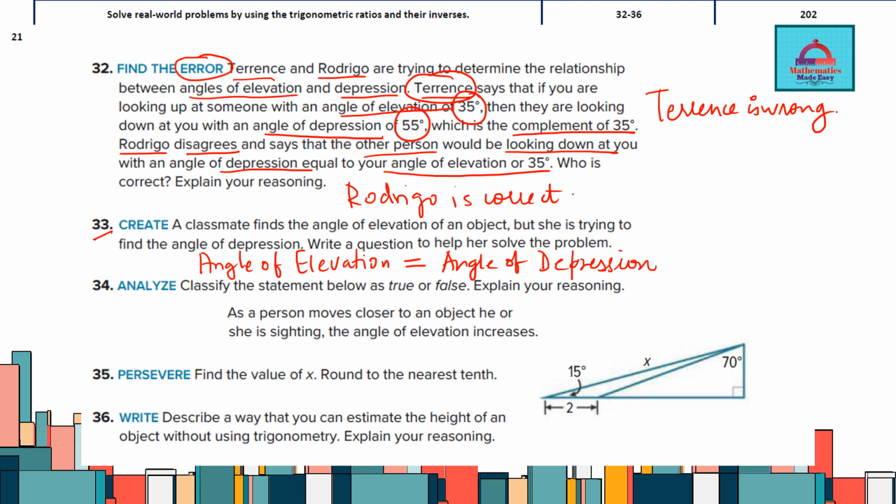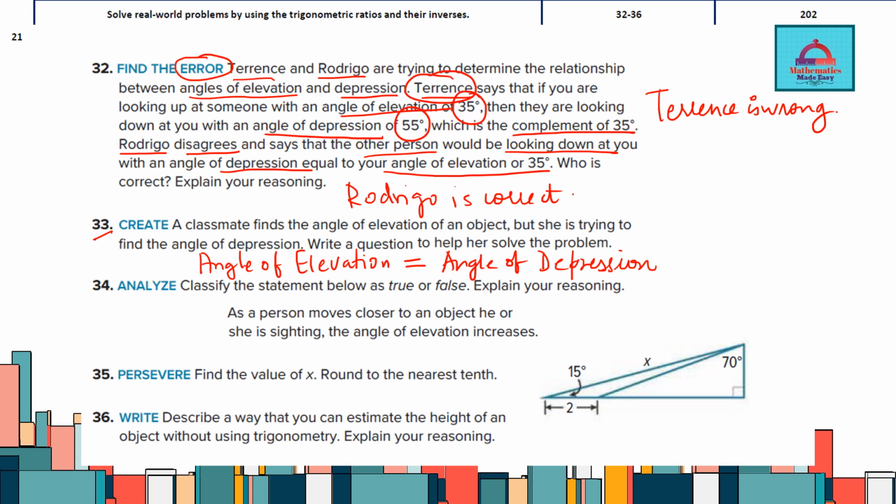So here a classmate finds the angle of elevation of an object, but she's trying to find the angle of depression. Write a question to help her solve. So you have to think about what is the relationship. The relationship is both are equal. So if you already have in a question an angle of elevation given to you, then angle of depression is going to be same. There is no extra effort you have to put from your side.